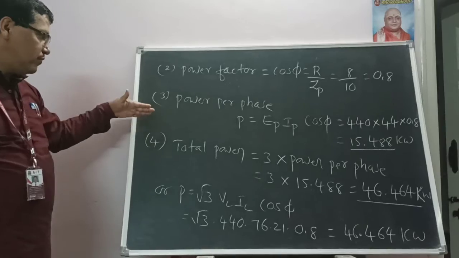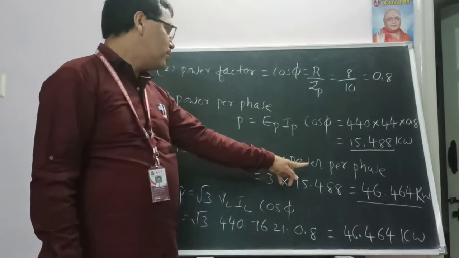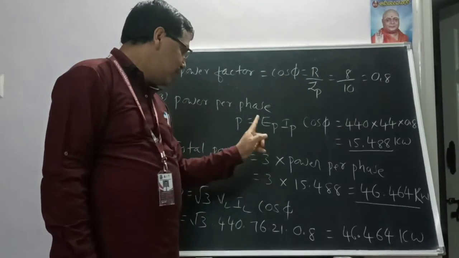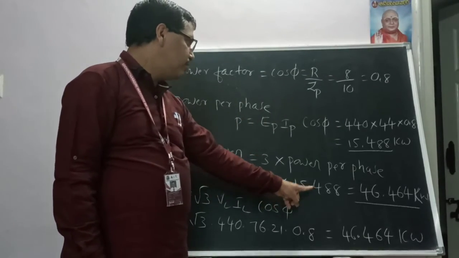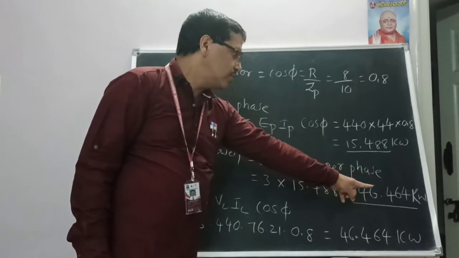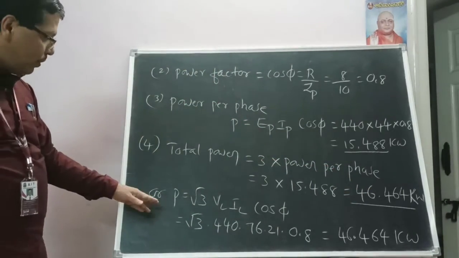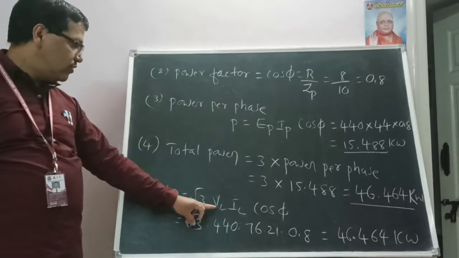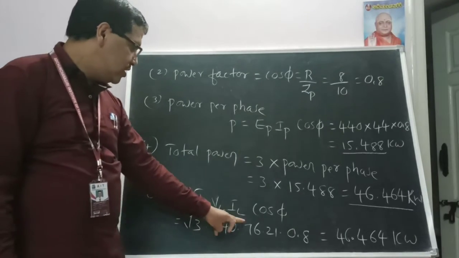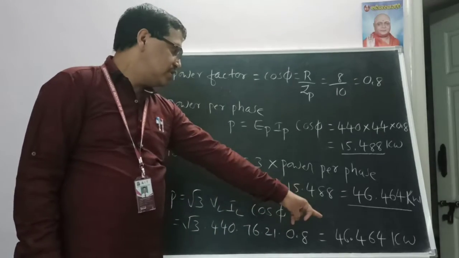And the fourth one, we need to calculate total power. Total power means 3 into power per phase. Here we already calculated power per phase, just multiply by 3 into 15.488, answer is 46.464 kilowatts. Or we can use the usual power relation also, P is equal to root 3 VL IL cos phi. Root 3 into VL is 440, IL is 76.21, cos phi as usual 0.8, answer remains the same.